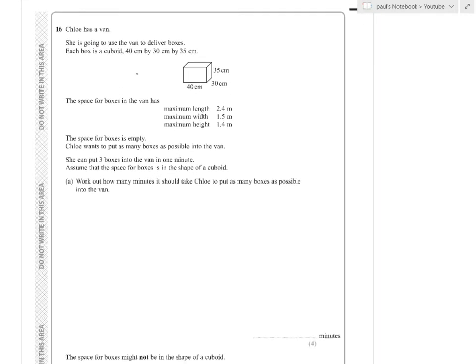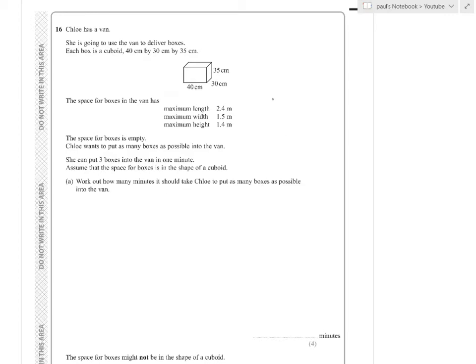Chloe has a van. She's going to use the van to deliver boxes. Each box is a cuboid. The space for the boxes is that. The space for the 8 boxes is empty. Chloe wants to put as many boxes into the van as she can. She can put 3 boxes into the van in 1 minute. Assume the space for boxes is in the shape of a cuboid. Work out how many minutes it should take.